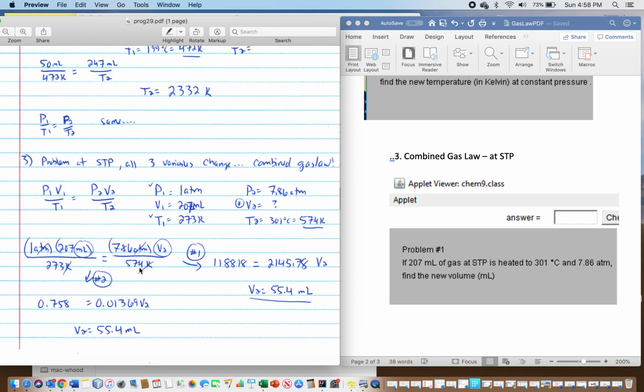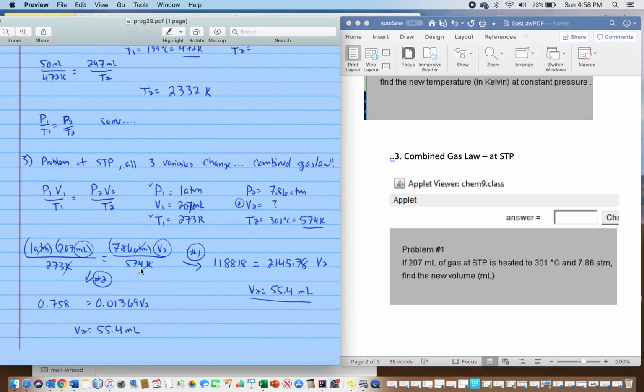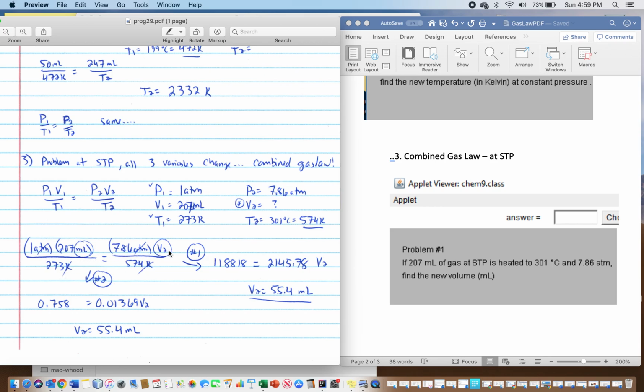Now, when you solve this, there are 2 ways to solve it. The first way is to cross multiply this, and then cross multiply this, which will give you this times this is 2145.78 V equals 118818. Divide by 2145.78 and you get 55.4 milliliters. The second way to solve it is to take this over this, which is 0.758, and take this V over this, which is this divided by this, is 0.01369. Notice how I have at least 3 or 4 sig figs. So when you divide by the coefficient, you still get 55.4 milliliters.